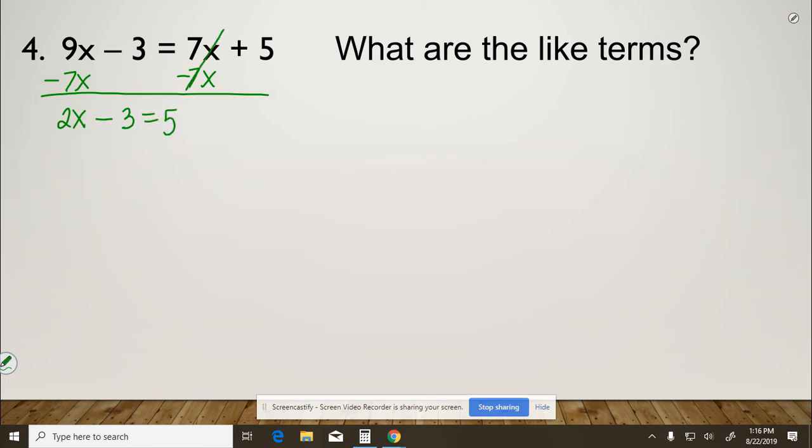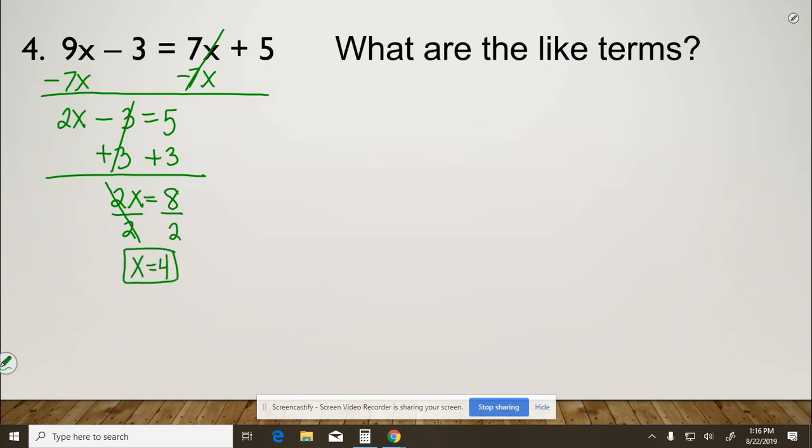And I've got a two-step equation that we're very familiar with solving. Get rid of the constant by adding 3. Cancels. 2x equals 8. Get rid of the coefficient by multiplying by the reciprocal or dividing by 2. And x equals 4. Done. All right, let's see another one like that.